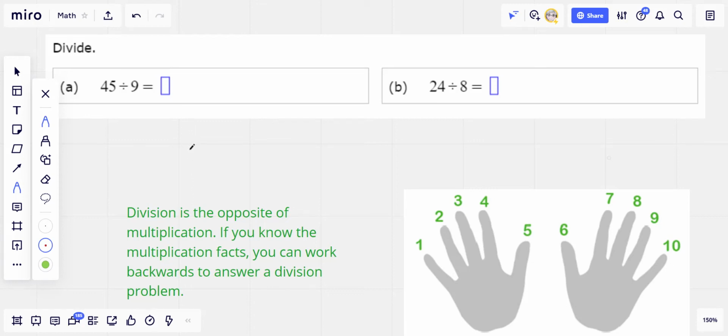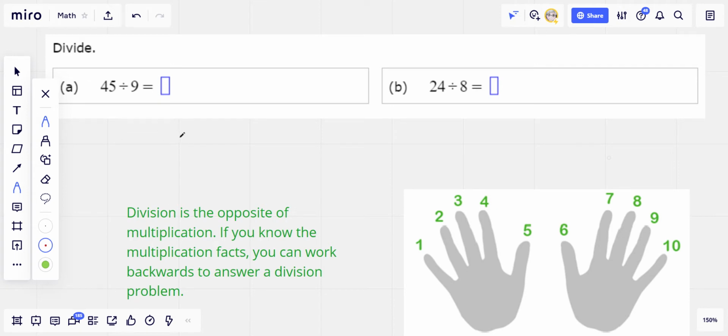Here we have some division problems. 45 divided by 9, 24 divided by 8, and these are actually supposed to be the easiest division problems that there are because you're supposed to know the multiplication facts that already go along with these division problems.